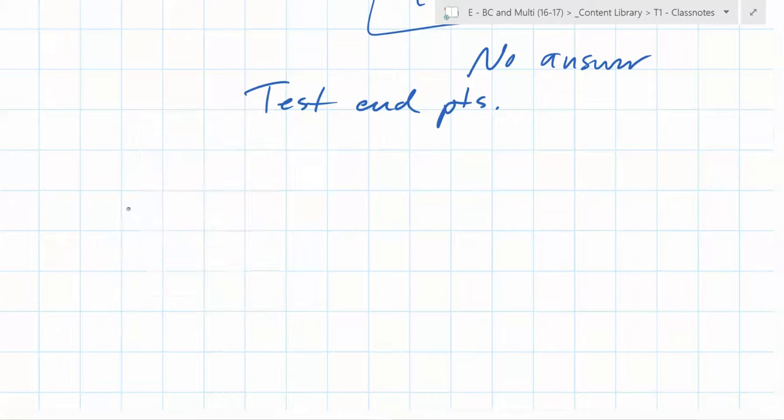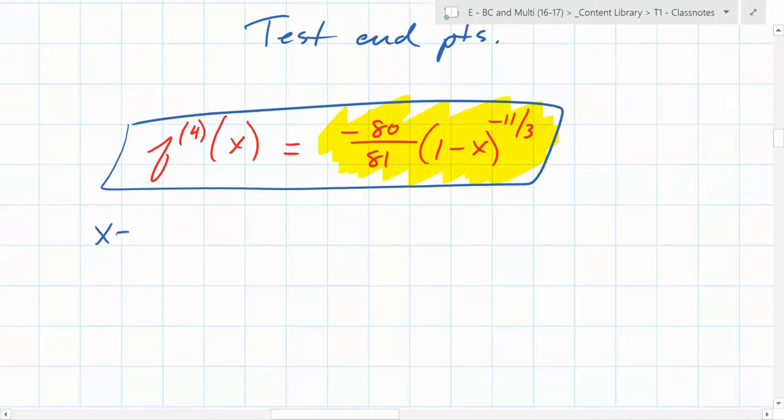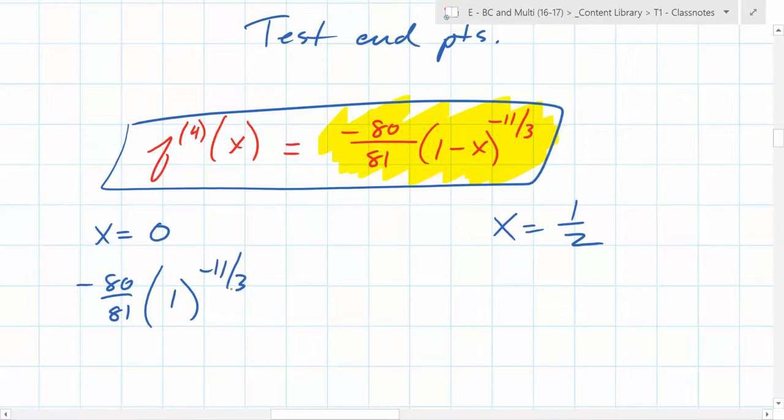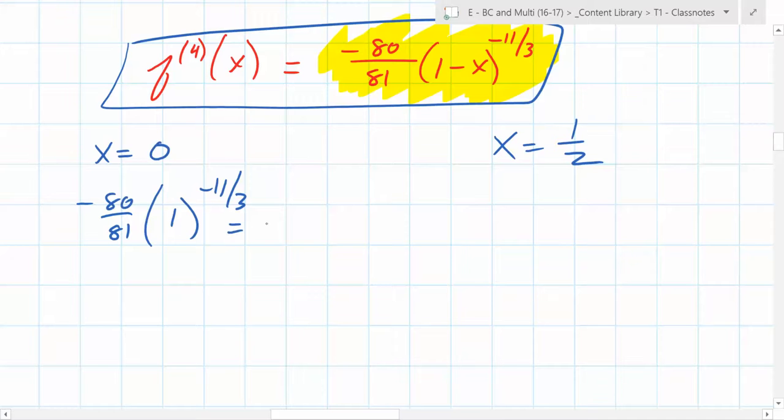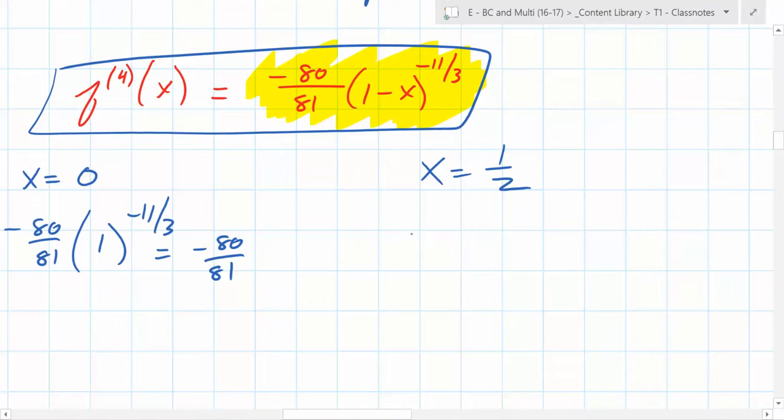What are the endpoints of our interval we're testing? x equals 0 and x equals a half. So plug in 0, what do you get? You end up with negative 80 over 81 times 1 to the negative 11 over 3. What do you end up with? Negative 80 over what? 81. So let's do the next one. Negative 80 over 81 times 1 minus a half to the negative 11 over 3.